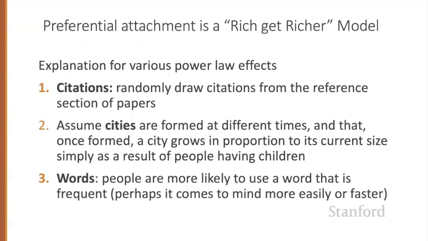Preferential attachment is part of a class of models called rich get richer models. And these explain various power law effects. So citations, where we're drawing citations from papers that got previous citations. Or assume cities are formed at different times, and that once they're formed, a city grows in proportion to its current size, simply as a result of people having children. That would lead to a power law. Or words, maybe people are more likely to use a word that is frequent, maybe it just comes to mind more easily or faster, and that would lead to a power law.